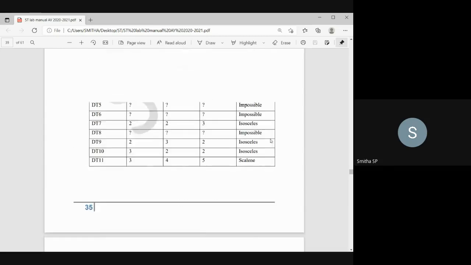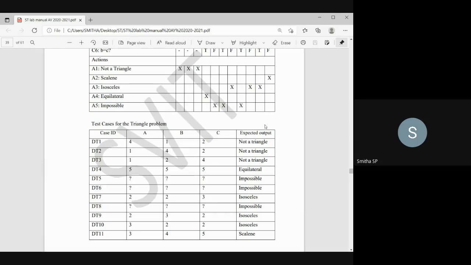Okay, fine. So we'll execute it now. Yes, ma'am, you make one more column here. When you get the actual output, you write it here. Okay.